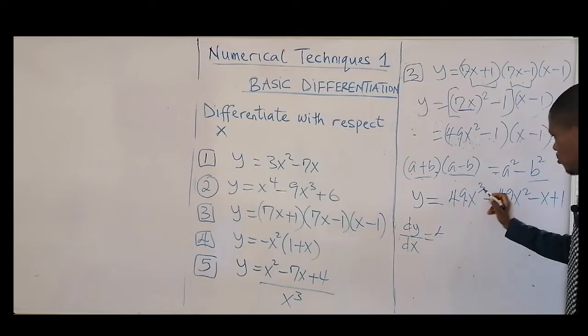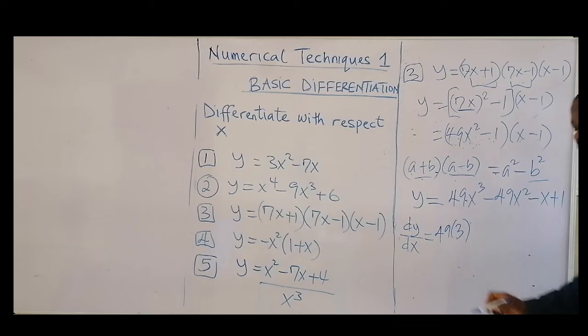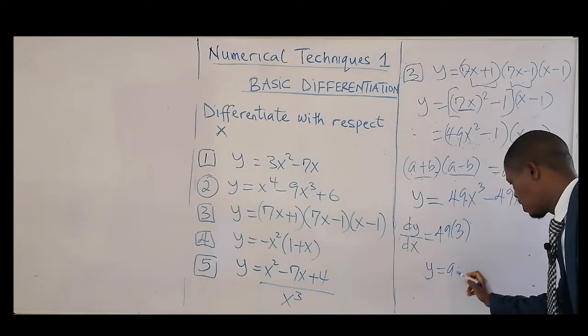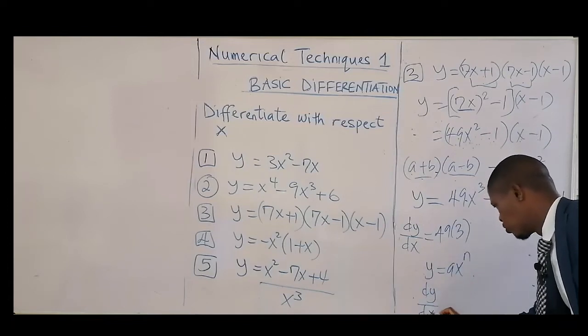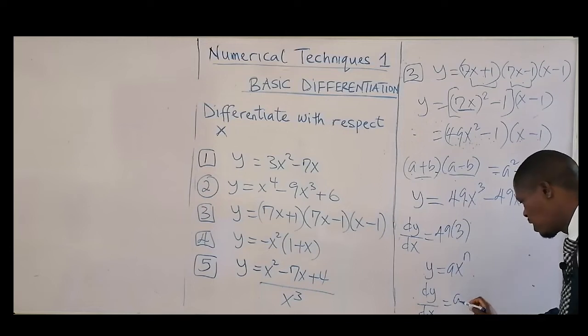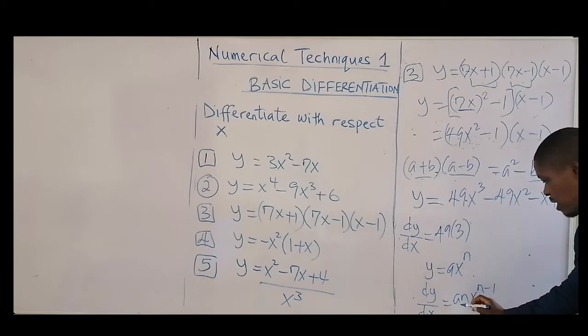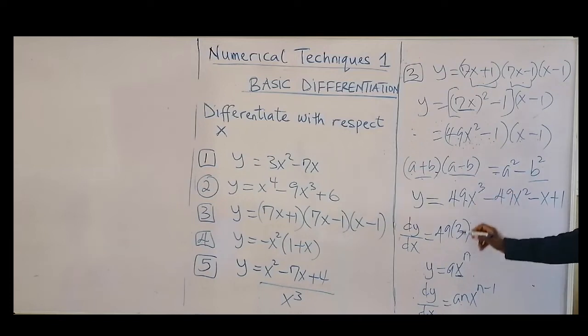times 3. The power here will go to the front. That's 49 times 3. Don't forget what we said on differentiation, that when you have y equal to ax^n, your dy/dx will be equal to anx^(n-1). The power will go to the front, and then the same expression, x to the power n minus 1. So 49 times 3, and then 3 minus 1, that's 2.